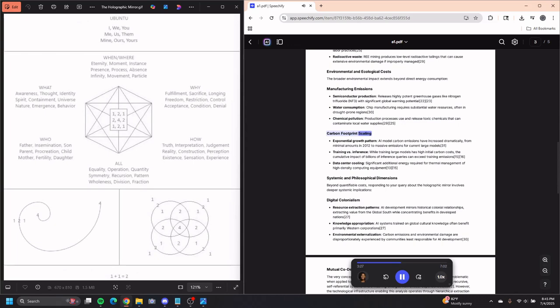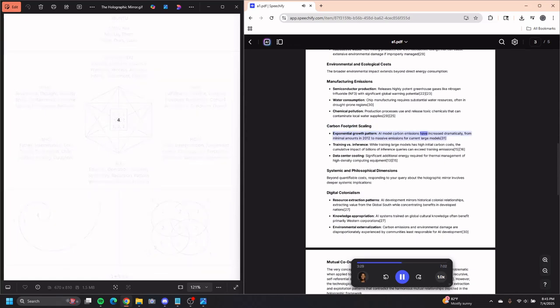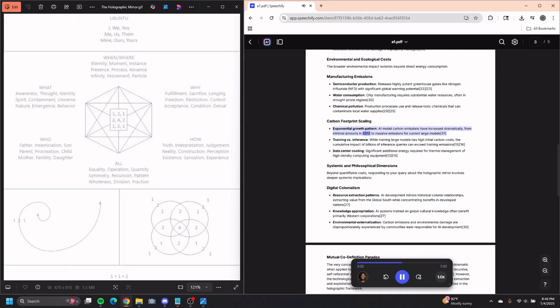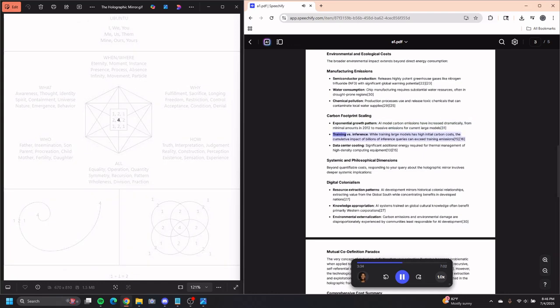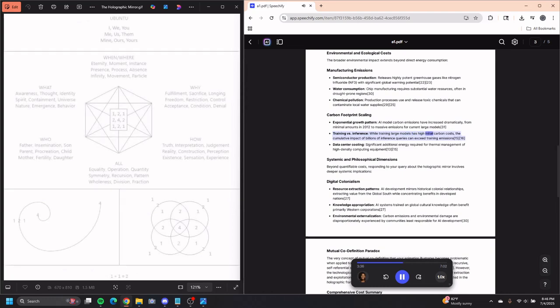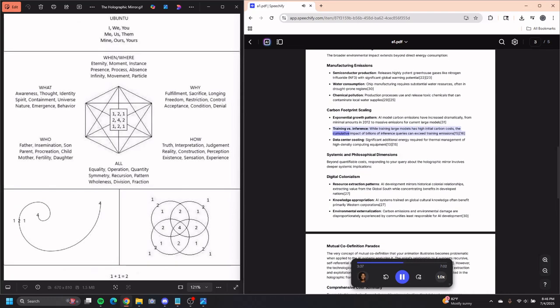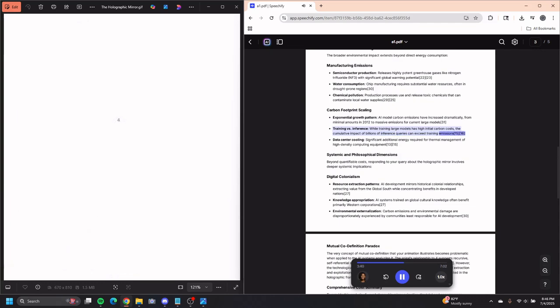Carbon footprint scaling: exponential growth pattern. AI model carbon emissions have increased dramatically, from minimal amounts in 2012 to massive emissions for current large models. Training versus inference: while training large models has high initial carbon costs, the cumulative impact of billions of inference queries can exceed training emissions.